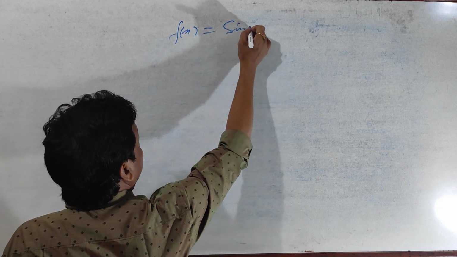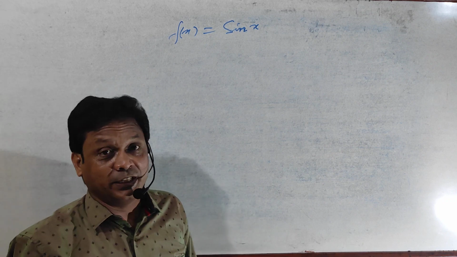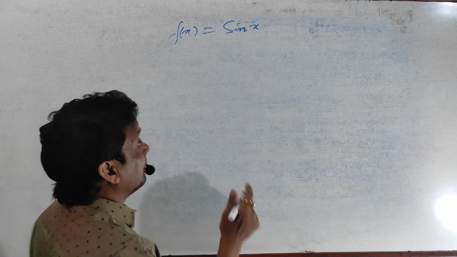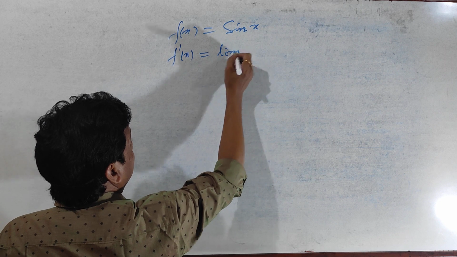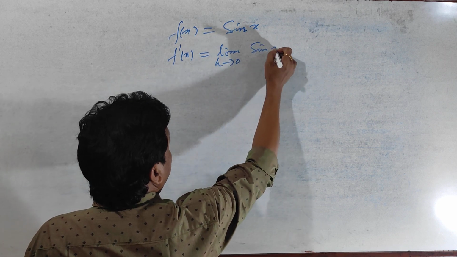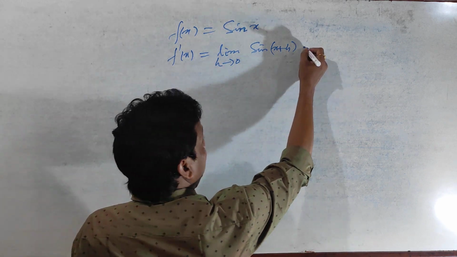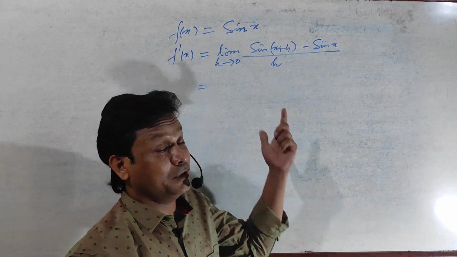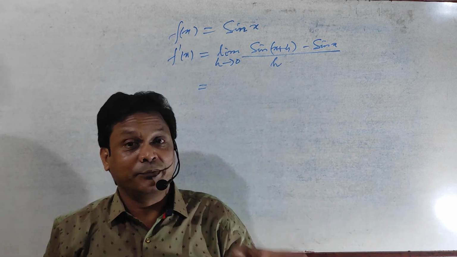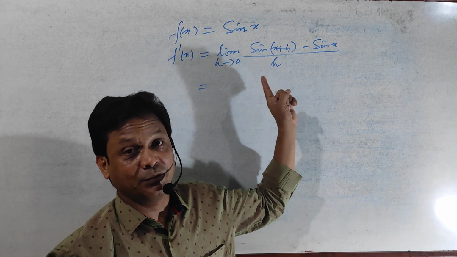See another example. f of x is equal to sin x. I will do sin x and you will do it for cos x. Same procedure. See here. f dash x is equal to limit h tends to 0, sin of x plus h minus the original function, divided by h. I have told you to write x plus h in place of x. And now tell me, this is also in 0 by 0 form. And this limit you have already done in my previous questions in the limit chapter.